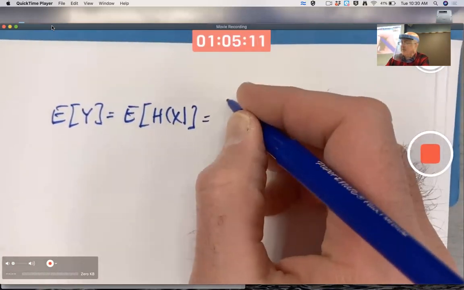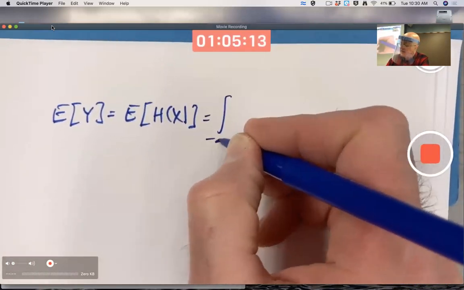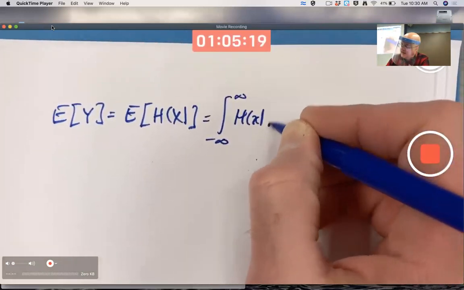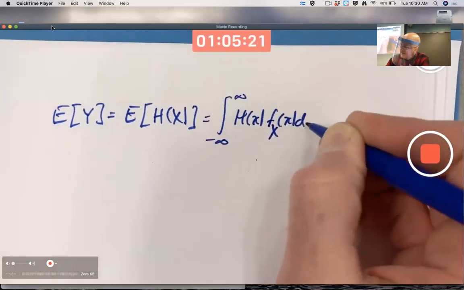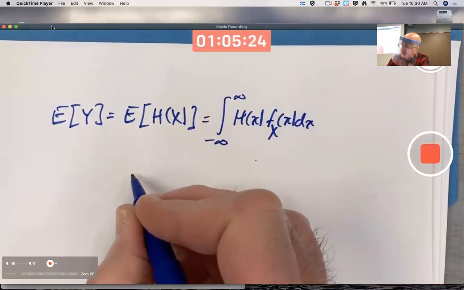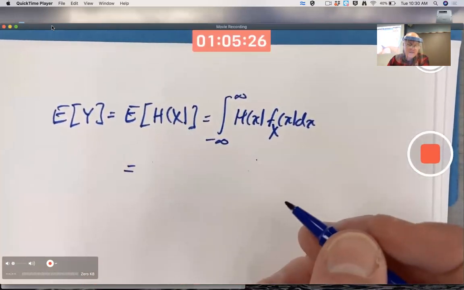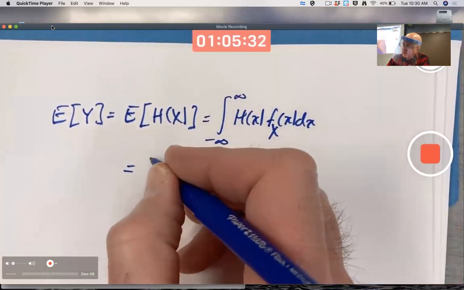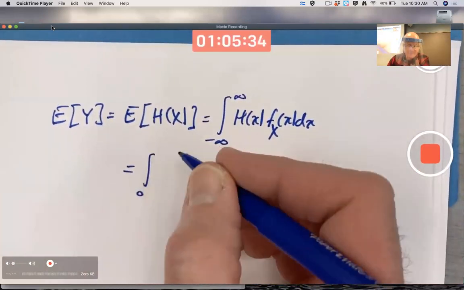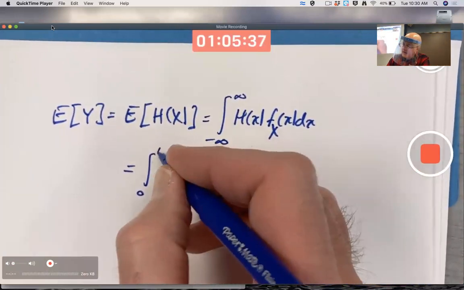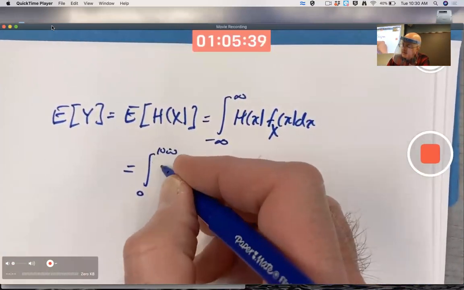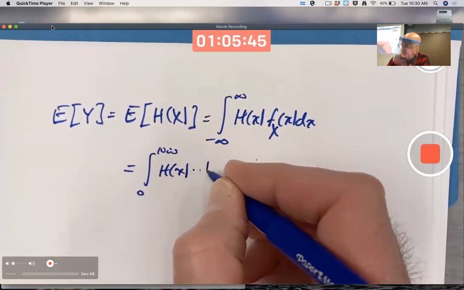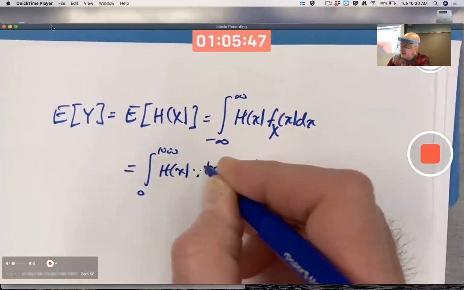And that will be, in the abstract, the integral from minus infinity to infinity of the function h of little x times the PDF of X, f sub capital X of little x. But for our example, because f sub capital X is only positive when X is between 0 and 1,000, I only need to integrate from 0 to 1,000. I'm going to just write it as an h of x here still first. The f sub X is 1 over 1,000. That's the 0.001.